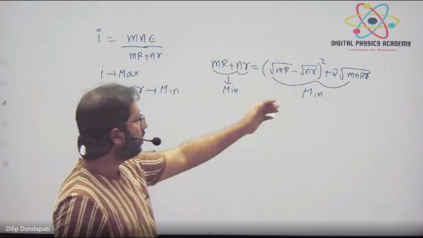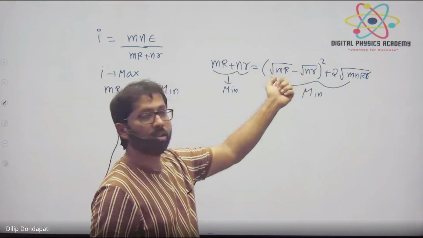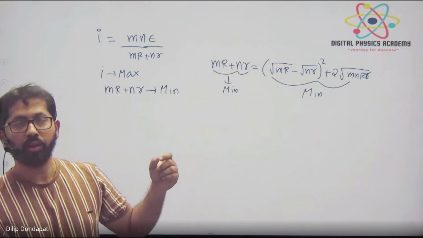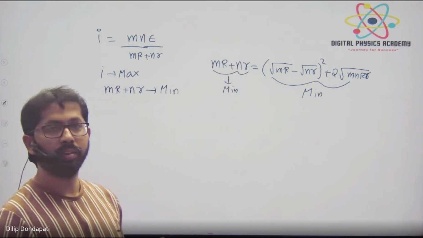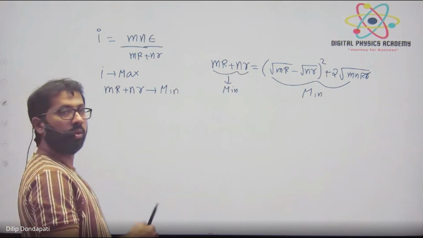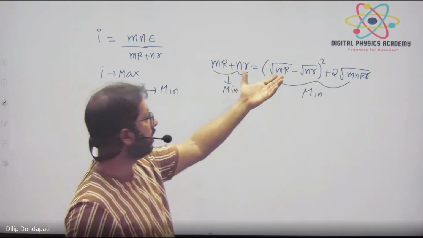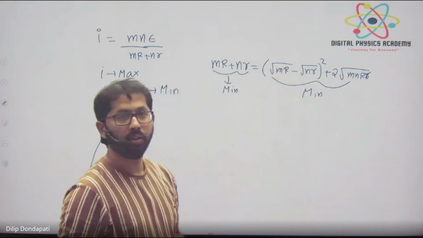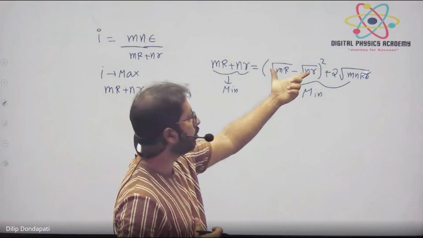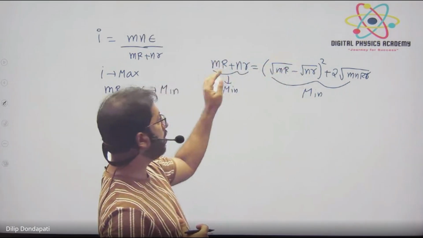You tell me when will the square quantity be minimum. What value should I put so that this becomes minimum? Which number should I put? When root mr is equal to root nr, that means indirectly this term should be 0, right? Yeah, if the term is 0, then only this value will be minimum.